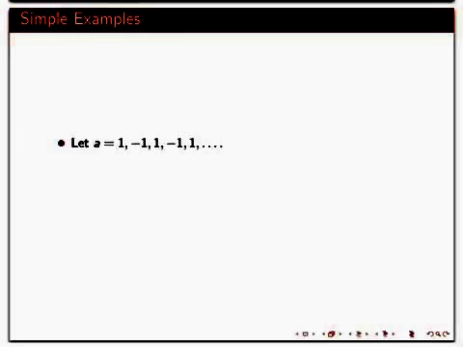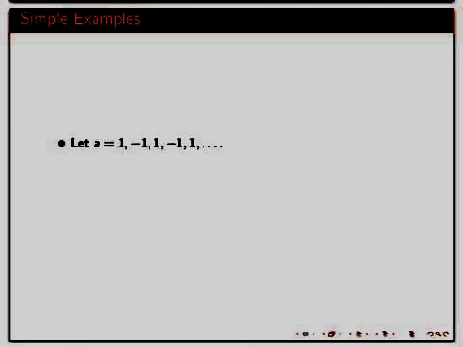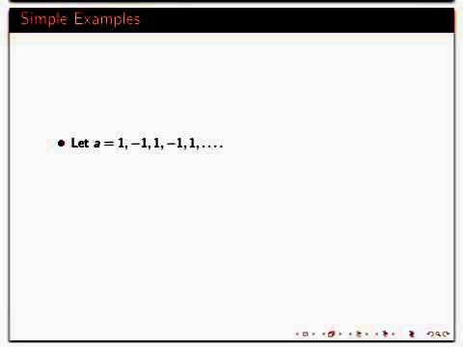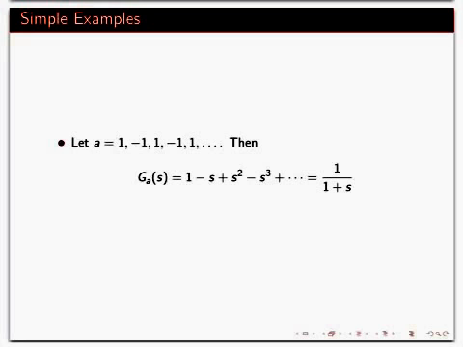Okay, let's look at a slightly more complicated example. Now we have the alternating sequence: A0 equals 1, A1 equals minus 1, 1, minus 1, 1, minus 1, and so on. Okay, we can write out what the generating function is now. It's 1 plus minus 1 times S plus 1 times S squared plus minus 1 times S cubed, and so on. And again, this is a geometric series, 1 over 1 plus S. Okay, so now you're starting to get the idea.